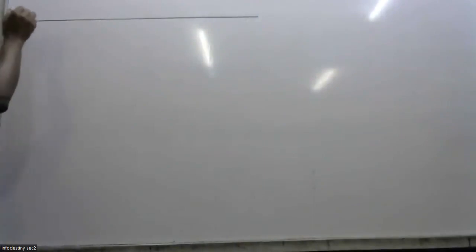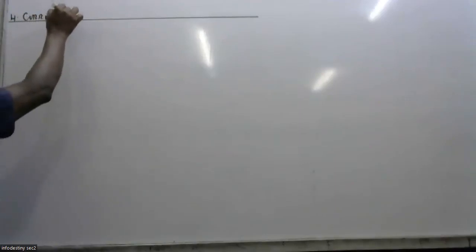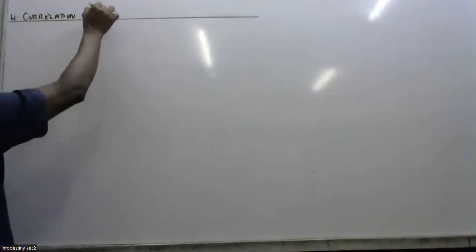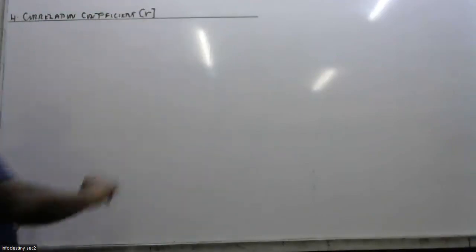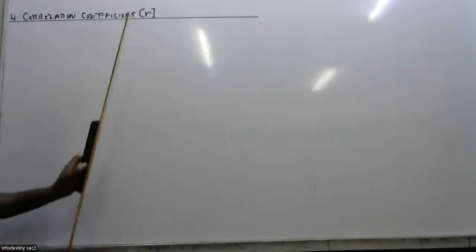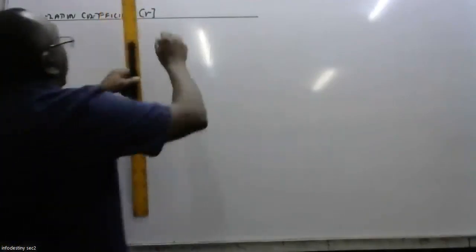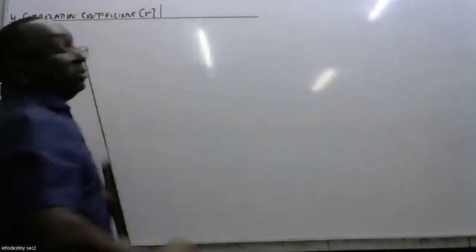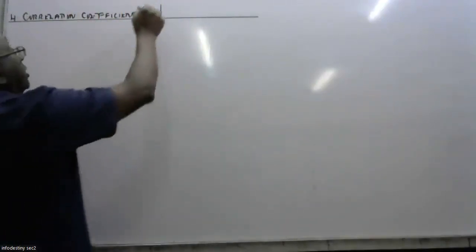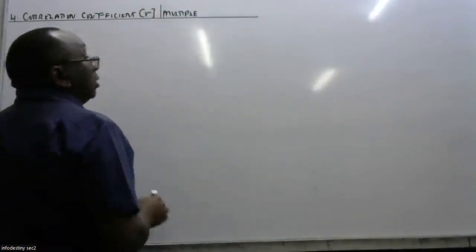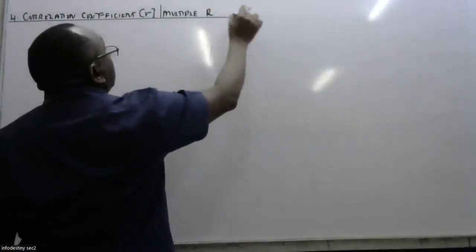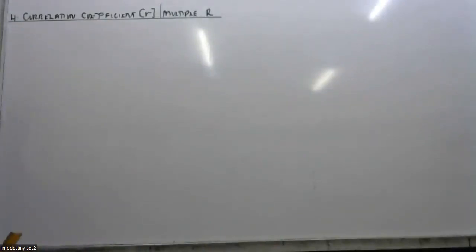Good. We go to number 4, the correlation coefficient. I told you the other one has an S, but this one does not have S. The Spearman has an S. Some people, especially when they're using computers, call it multiple regression, or multiple R. Let's just call it multiple R. So when you see multiple R, it means the same thing, correlation coefficient.